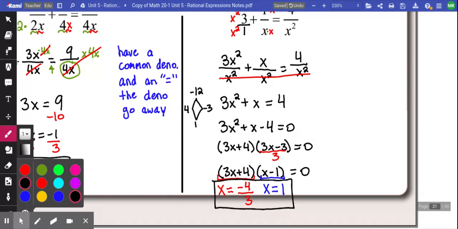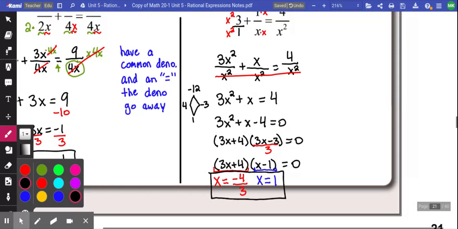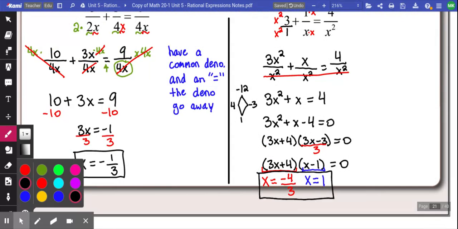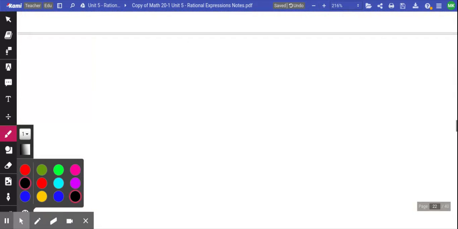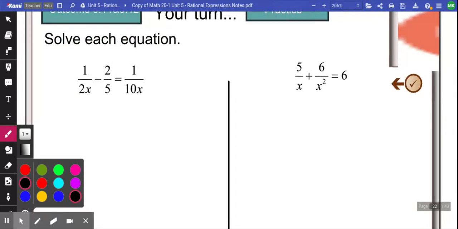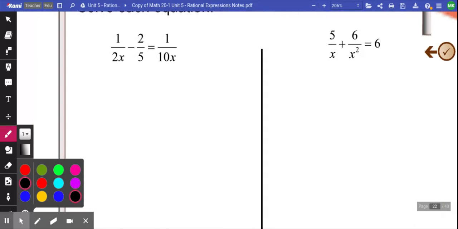That is solving equations. It honestly doesn't get that much crazier. The only way it's going to get crazier is maybe some harder quadratics to solve at the end. Okay, let's move on with our lives. I mean, just in math. So there's two questions here. I want you to try both of them. Pause the video, give it a try, come back and check out the answer.